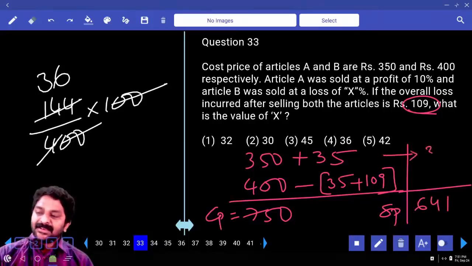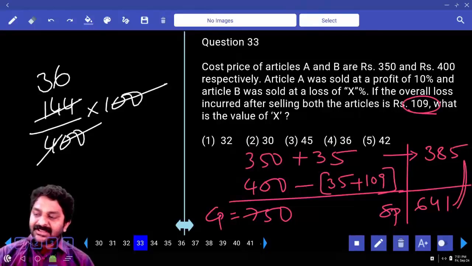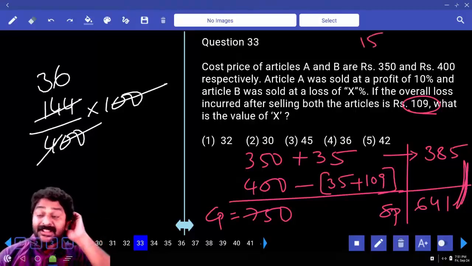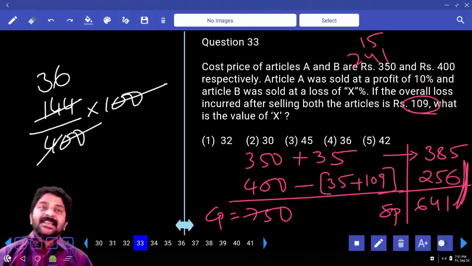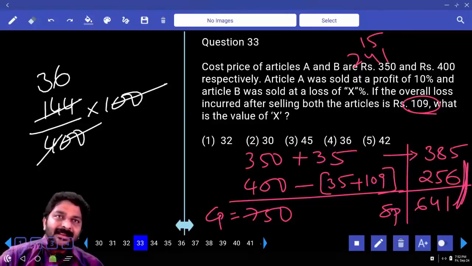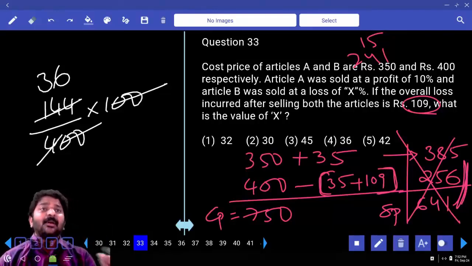First item selling price is equal to 385. You need to calculate second article selling price by using difference of 641 and 385. You'll get some number here, which is 256. This is selling price of the second item. Cost price is 400, selling price is 256. Loss is 144 out of cost price 400, percentage into 100. Clear? So instead of calculating these numbers, directly you can write your loss is equal to profit made on the first item and the overall loss both together.